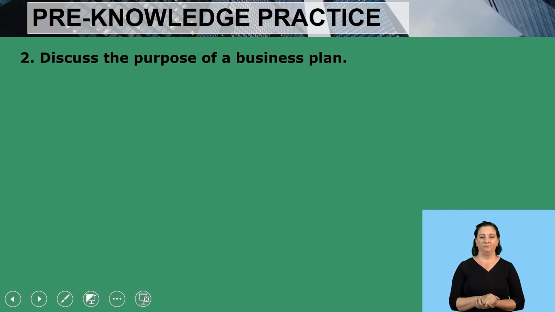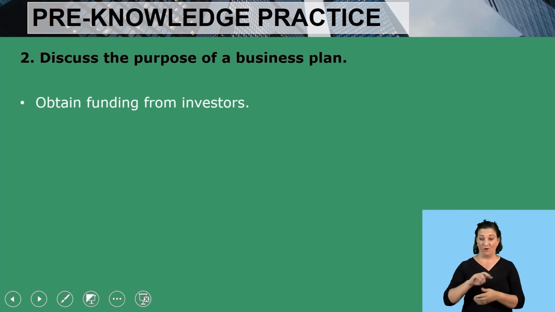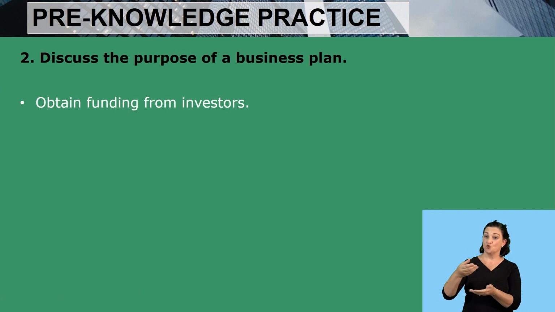Now, let's look at the purpose of a business plan. It is to obtain funding from investors. A business plan assists us because if we want investors, they are going to read our business plan and see whether our business is going to be viable or not. If it's going to be viable, then they will risk giving us their money through investing in our business. They will see that through a business plan. So it's the main aim of a business plan to find funding.